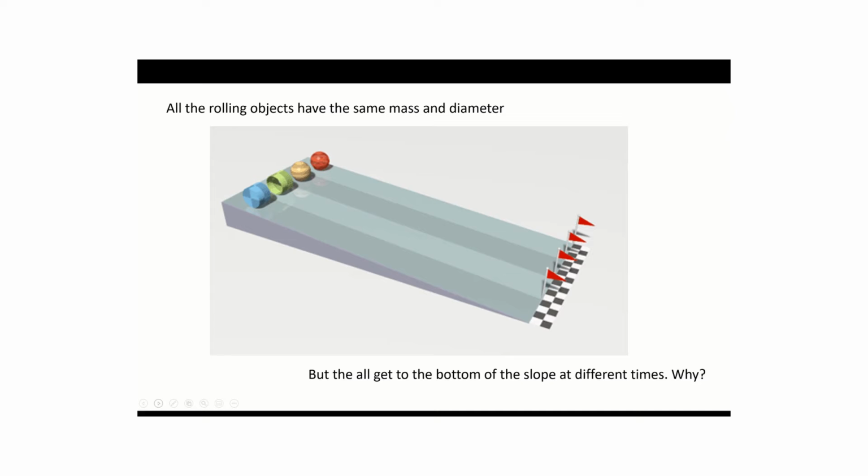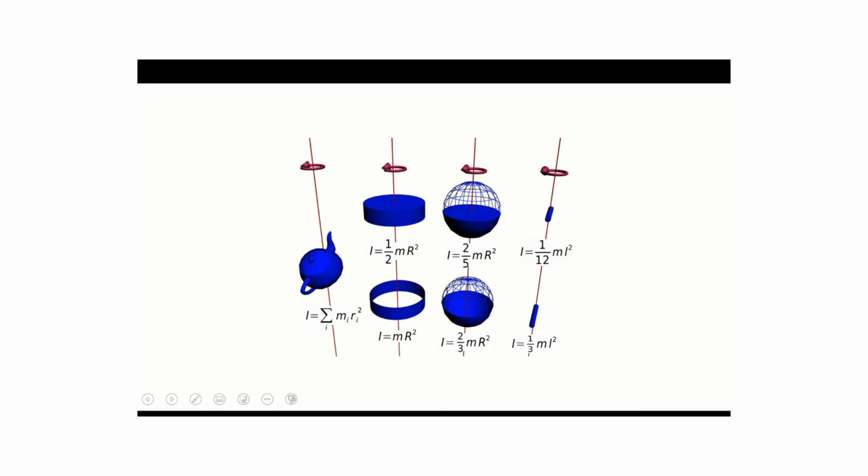Same mass, same diameter. But what we need to remember is that as they come down, the proportion between the rotational kinetic energy and the linear kinetic energy is different. Let's look at the inertias of these different objects.